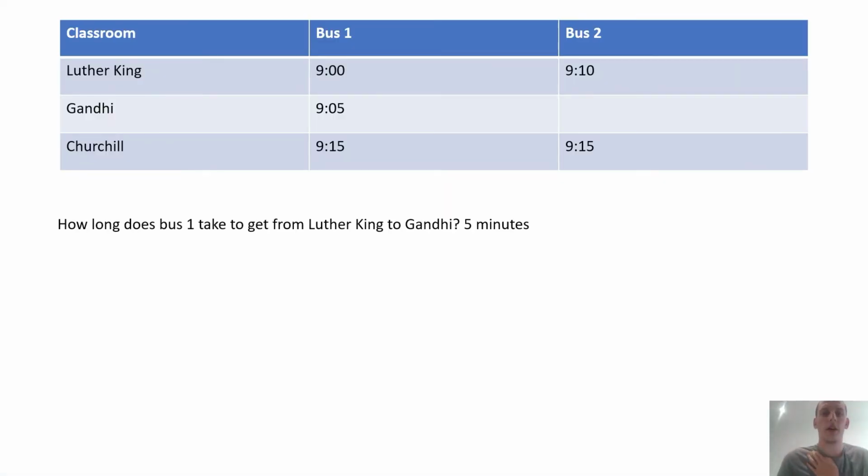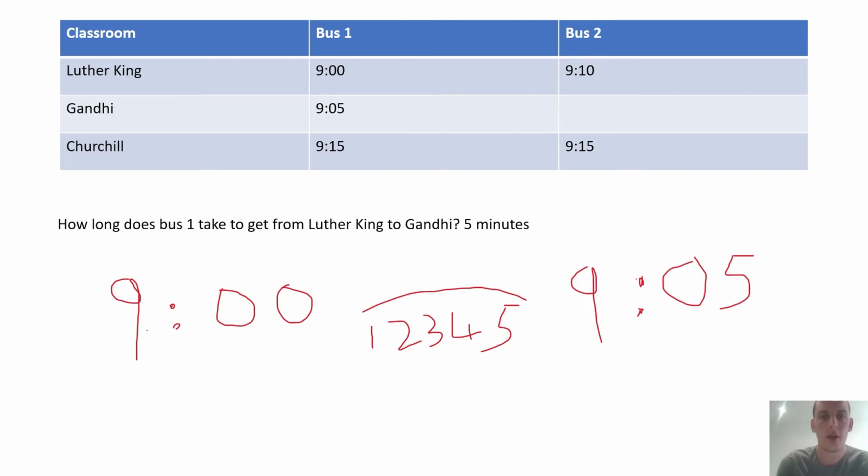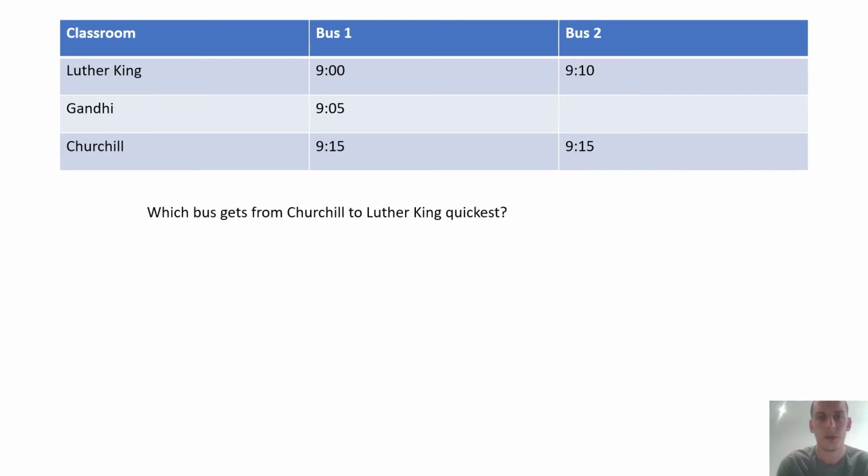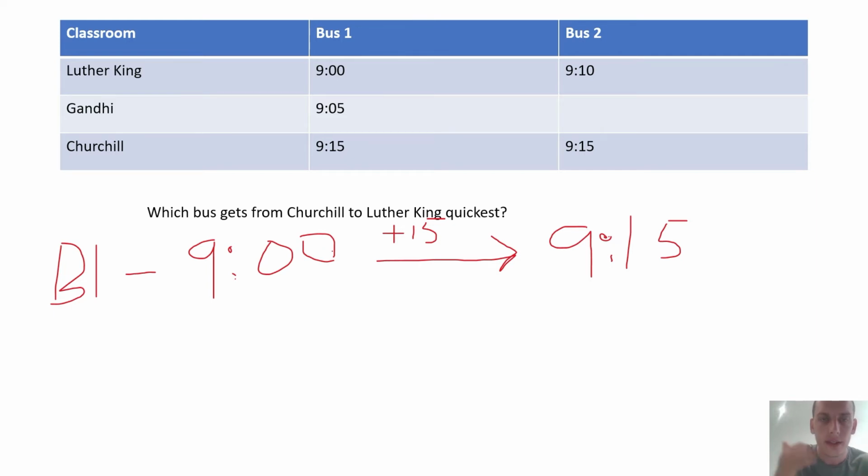Excellent. We're now going to go through another question. So, same bus tab again. Which bus gets from Churchill to Luther King quickest? Okay, so what I want to know is both buses go from Luther King to Churchill. I want to know which one gets there quickest. Okay, so how do we work this out? We just find out the difference between each of the buses and then we can just compare them.